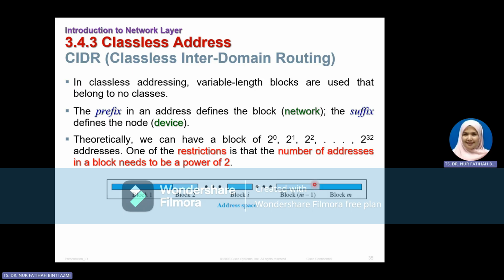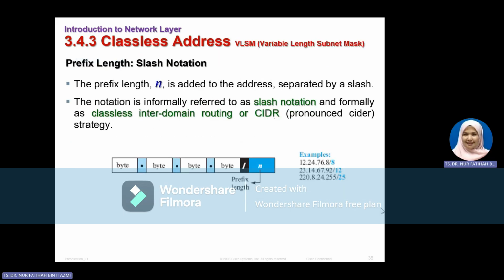As in the previous class system, we also divide this IP address into two parts: the prefix, which defines the network, and the suffix, which defines the device or nodes. This allows ISPs to allocate IPs in just the right block size for a customer, which helps to prevent the waste of addresses.